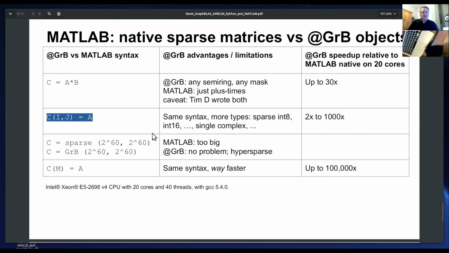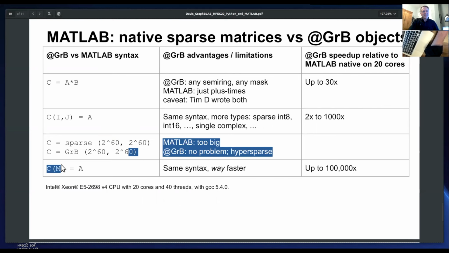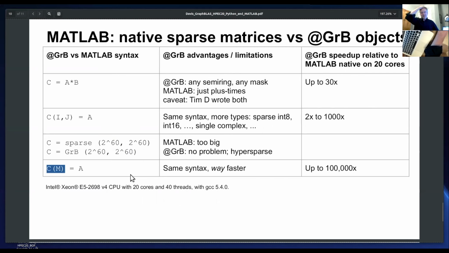Submatrix assignment can be done both in MATLAB and in GraphBLAS. It's just faster, up to 2 to the 1,000 times faster in GraphBLAS, and plus more types. You have sparse integers, for example. MATLAB can't make these matrices this big, but you can do it in GraphBLAS. And the masked assignment, this statement right here exists in MATLAB. You can do a mask with a logical matrix in MATLAB, and using a logical matrix M that's the same size as C, you can do the same thing in GraphBLAS. It's just way faster in GraphBLAS. That's not a typo, but that's 100,000 times faster. 7 seconds versus over a week.